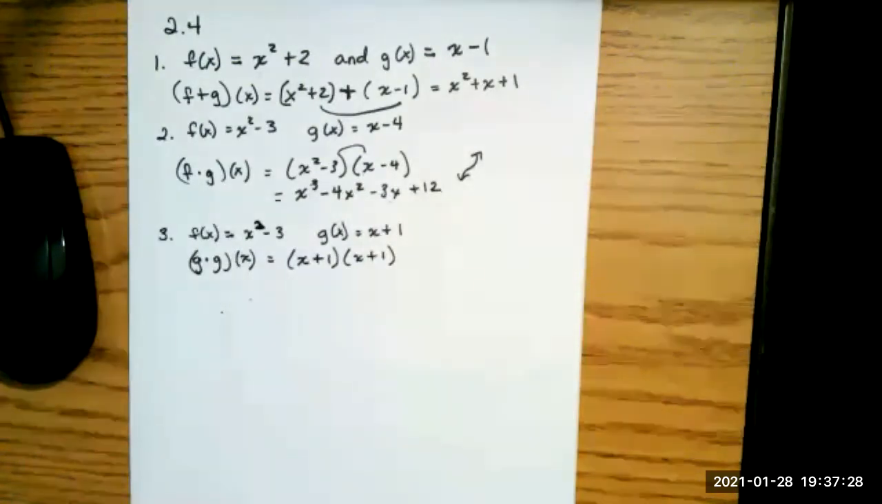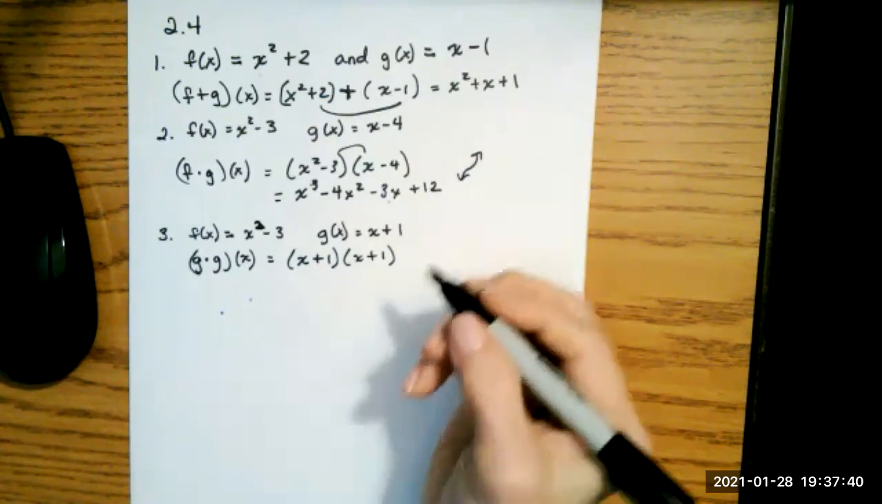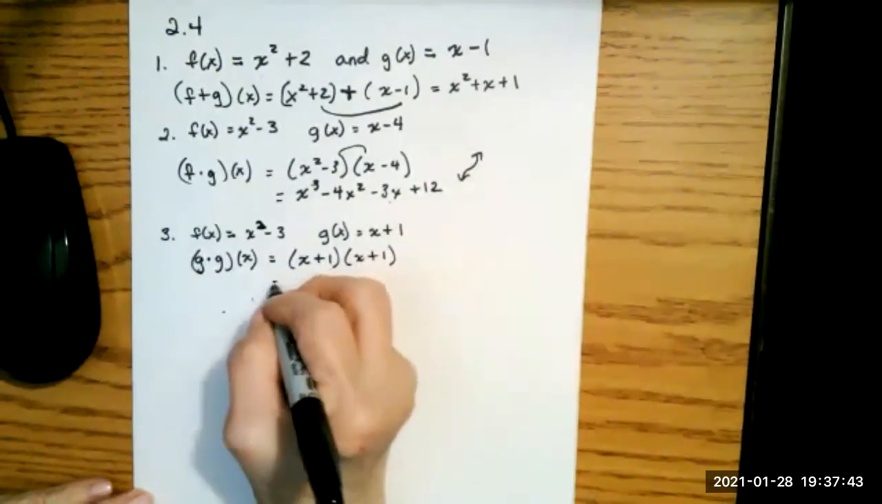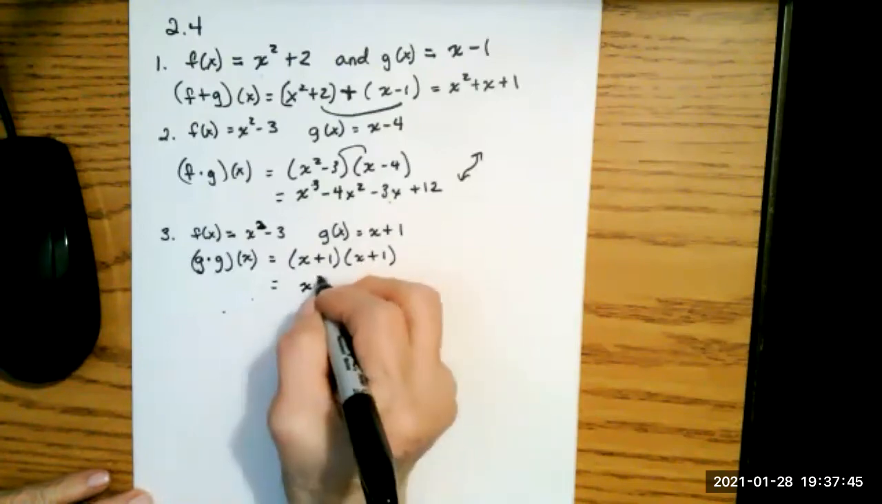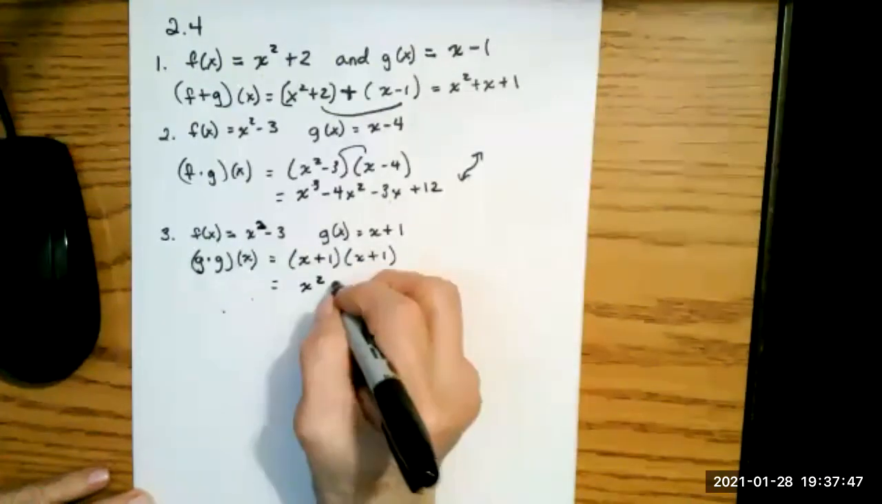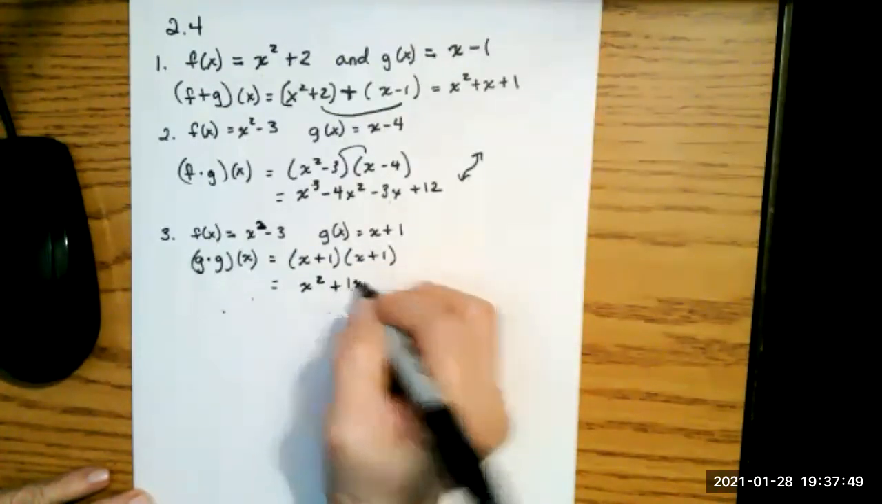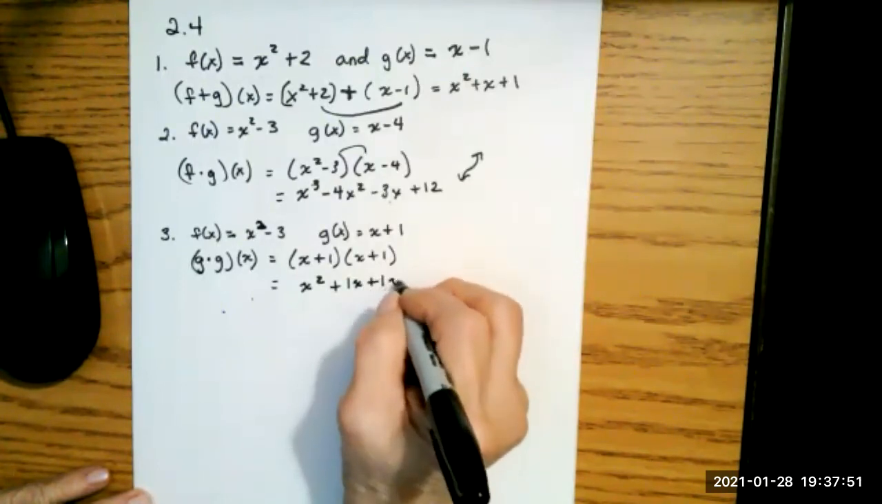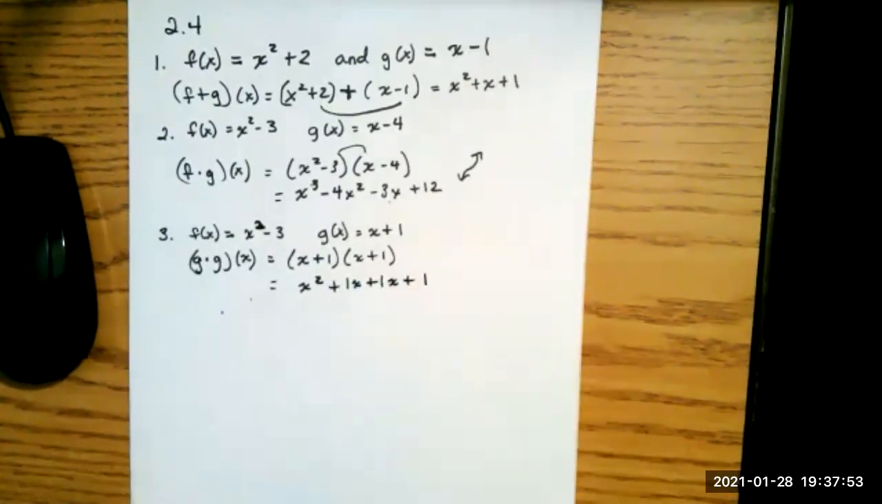But we're only using the x plus 1 because it says g times g. You see that? So watch out for that because you'll miss that. You'll miss it on the test too because they do it on the test. Now we have to FOIL this. So we have x times x is x squared. X times 1 is 1x. 1 times x is 1x. And 1 times 1 is 1.